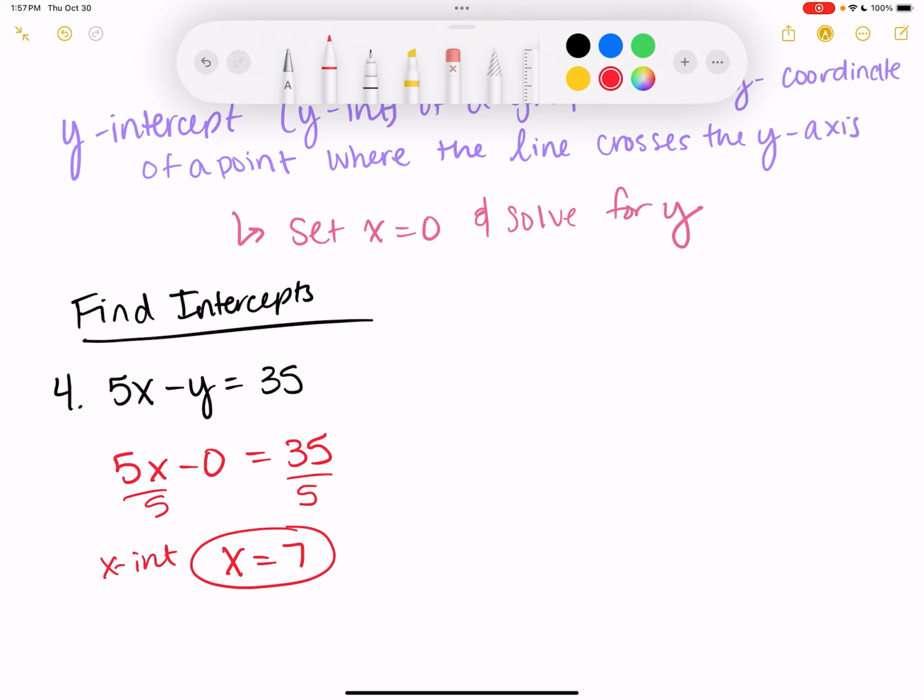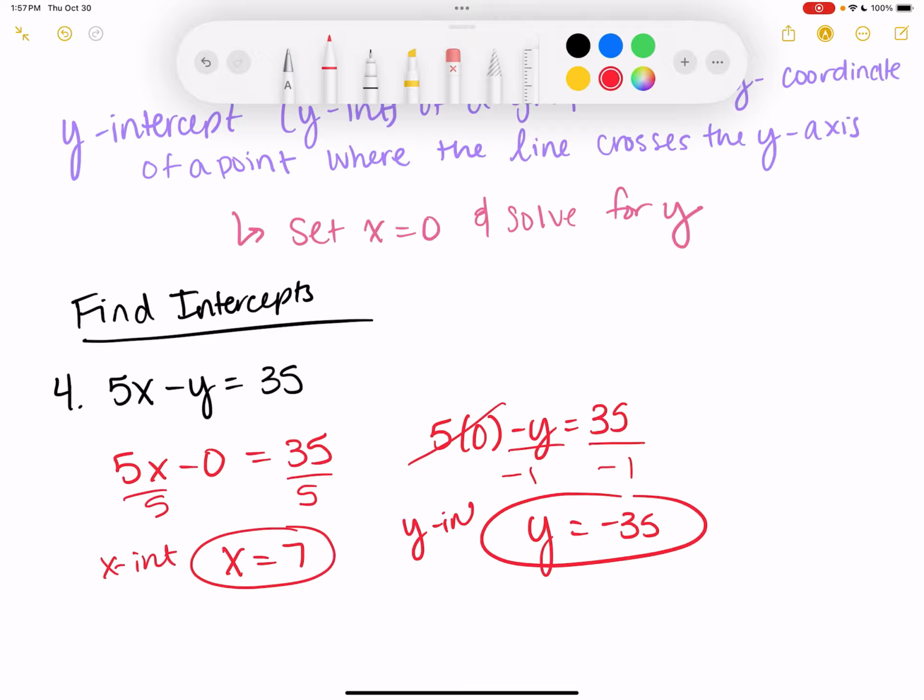The y-intercept, I set x equal to 0 and solve for y. So I would have 5 times 0 minus y equals 35. So this goes away. I can then divide by -1. So y equals -35. And that's my y-intercept.